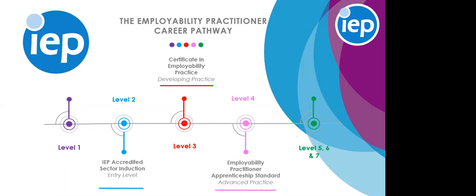And then at level 4, we have the Employability Practitioner Apprenticeship Standard. And this is for advanced practice. We would expect these to be caseloaded practitioners that have been in the sector for longer. It's a 2-year apprenticeship, and it's about that advanced practice. So it focuses on key skills, knowledge and behaviours that experience is built, and then there is an endpoint assessment at the end of it.